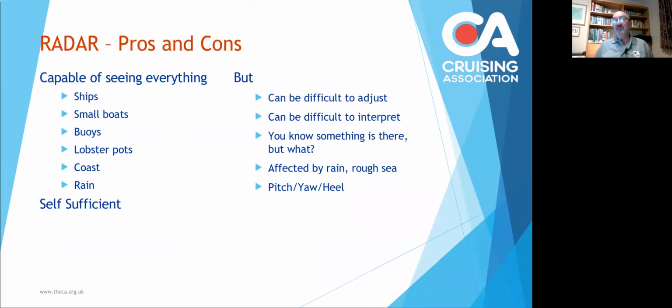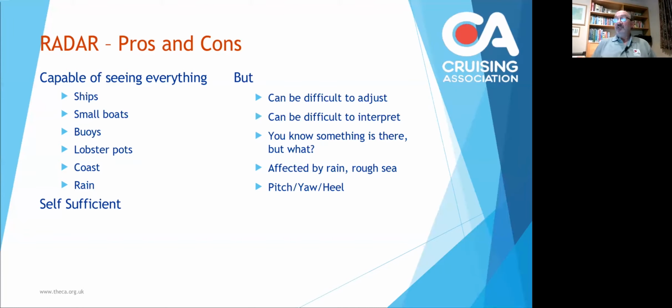So radar, pros and cons. Well, first of all, it's capable of seeing everything. You can see ships, you can see small boats, you can even see buoys, lobster pots. I've seen lobster pots. We were in some very thick fog off the north coast of Spain, and I was trying to work out what these particular blobs were on the screen. And as we approached them, we discovered they were lobster pots. You can see the coast and you can see rain. But the big thing that makes radar much more powerful in some ways than AIS is that you're entirely self-sufficient. You are not depending on somebody else doing something so that you can see them.